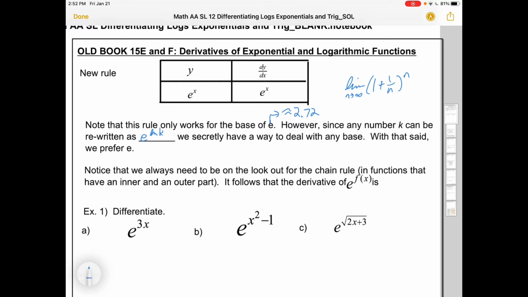Notice that we always need to look out for the chain rule, functions that have an inner and outer part. So it follows that the derivative of e to the f of x is just the regular thing, e to the f of x, times the derivative. Or maybe a better way of saying that is e to the glob becomes e to the glob times the derivative. Now in your formula booklet, you're only going to be given essentially this version of the rule. You always have to be looking out for the chain rule.